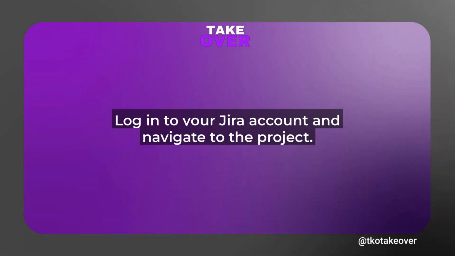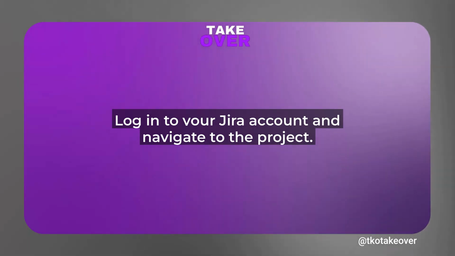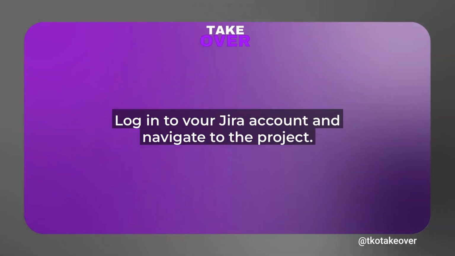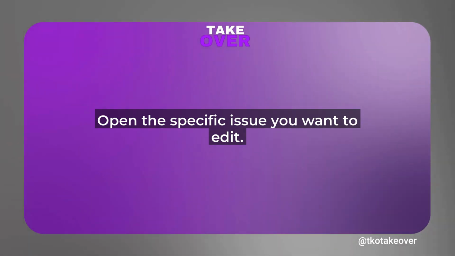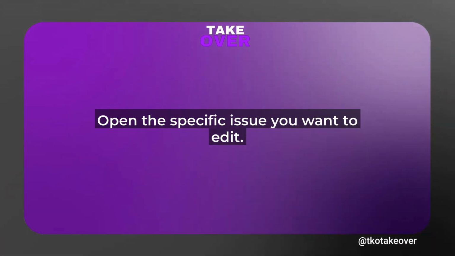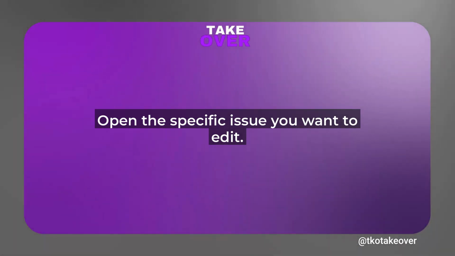Let's dive right in. First, make sure you're logged into your Jira account. Once you're in, head over to the project that contains the issue you want to modify. You can find it easily by searching in the search bar or navigating through your boards and backlogs. Next, click on the specific issue to open its detailed view.